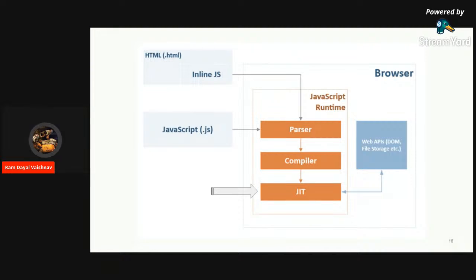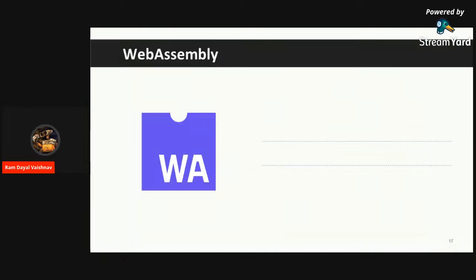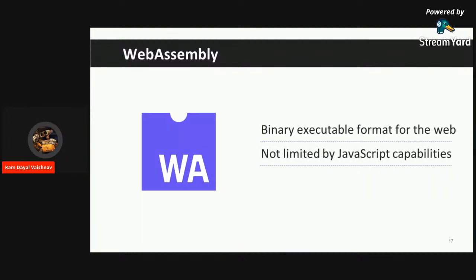So what if we do not actually do something directly on the JavaScript level, and we include the non-JavaScript languages and we feed it directly to the JIT, but we cannot really feed C++ or anything directly to the JIT. And that's where the brainstorming started to happen. So I'll first introduce what exactly WebAssembly is, and then we'll move forward. It is a binary executable format for the web. It is not limited by JavaScript capabilities, and it integrates properly with the web.